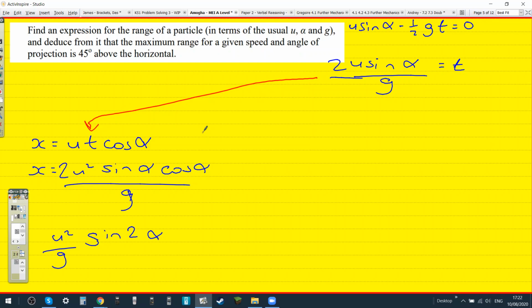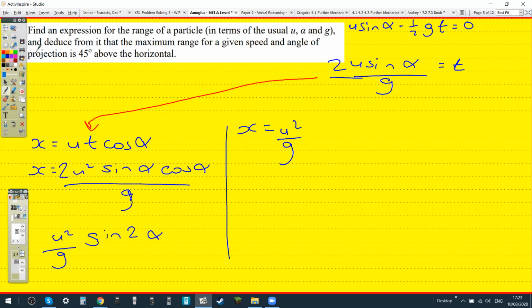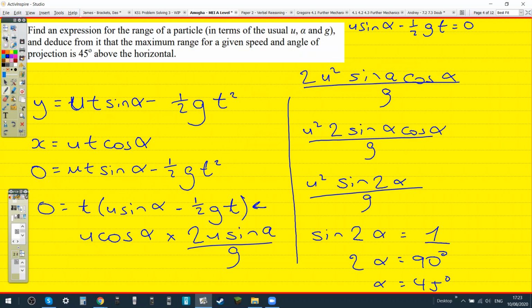I'm not sure. Find an expression for the range of a particle in terms of u, alpha, and g, and deduce the maximum range for a given speed and angle. So if this is 1, then x must be u squared over g. I don't think the question makes sense, because it says deduce that the maximum range is 45 degrees above the horizontal. How can that be the range?